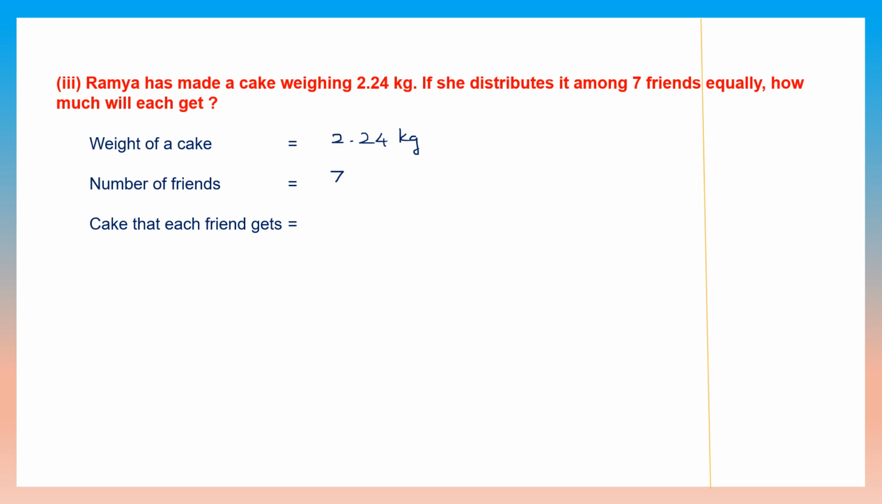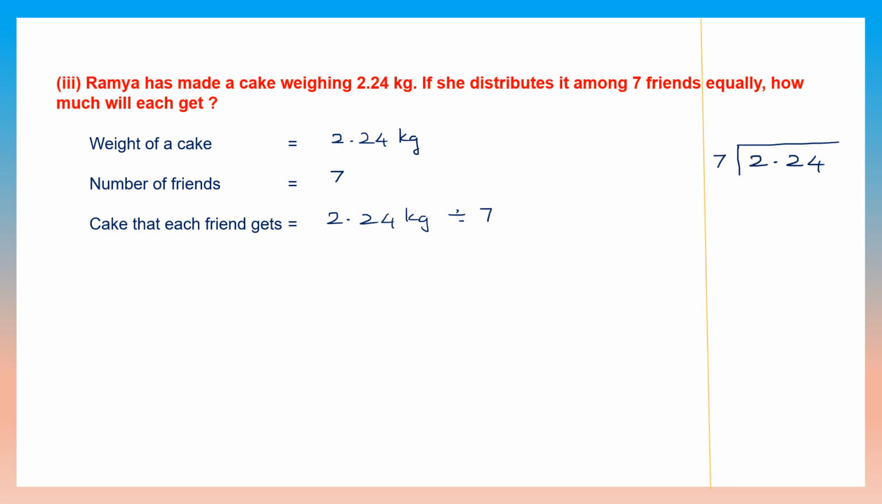And the cake that each friend gets is going to be 2.24 kg divided by the number of friends, that is 7. So let's do the division and see. Now this is division of decimal numbers, and if your divisor is a whole number, you don't have to make any change. You can do normal division with the same numbers given. So that is 2.24 divided by 7. So you can leave the point there itself. You don't have to do anything about it.